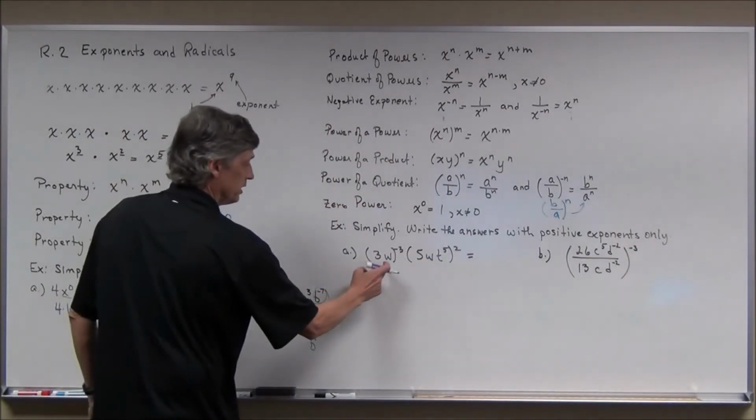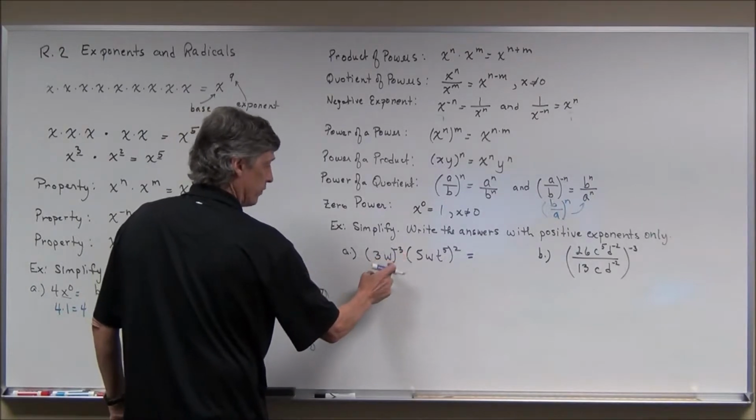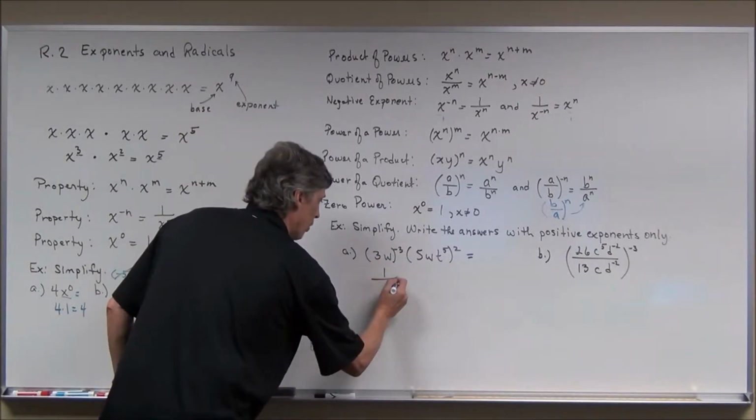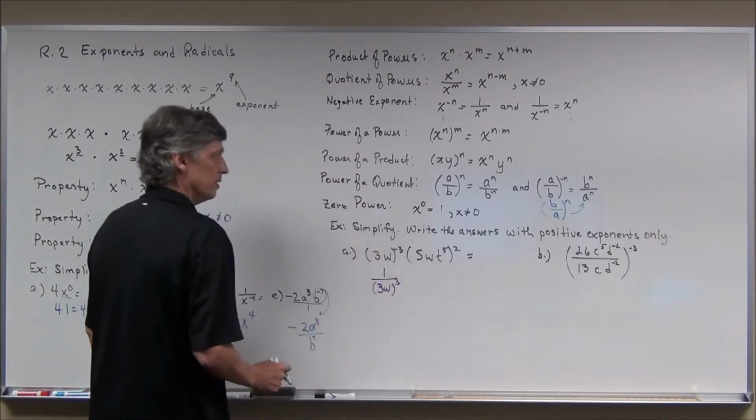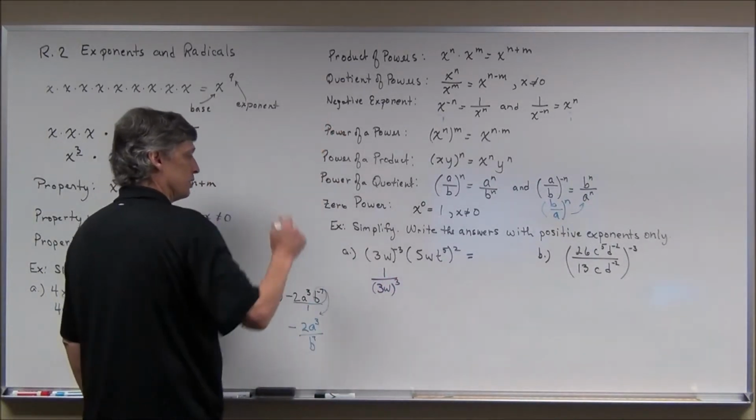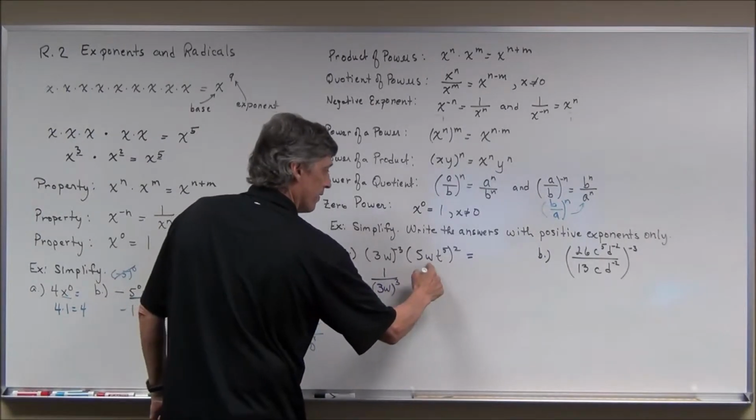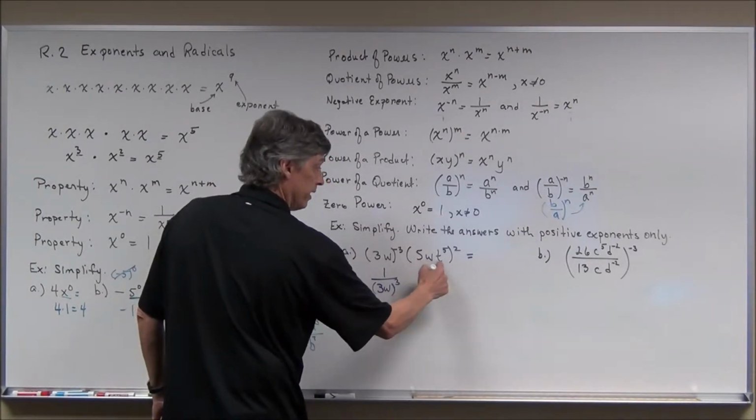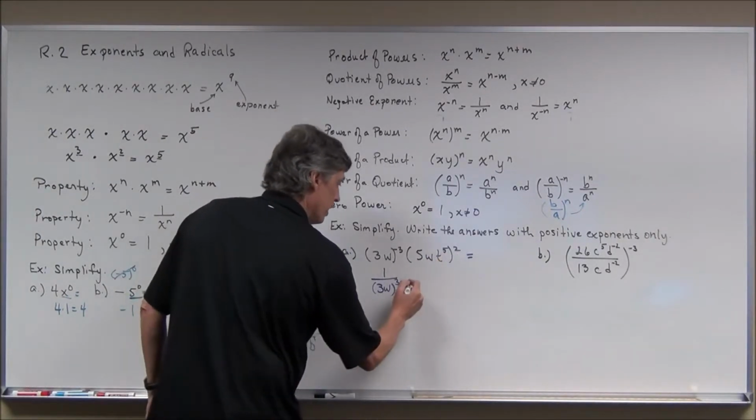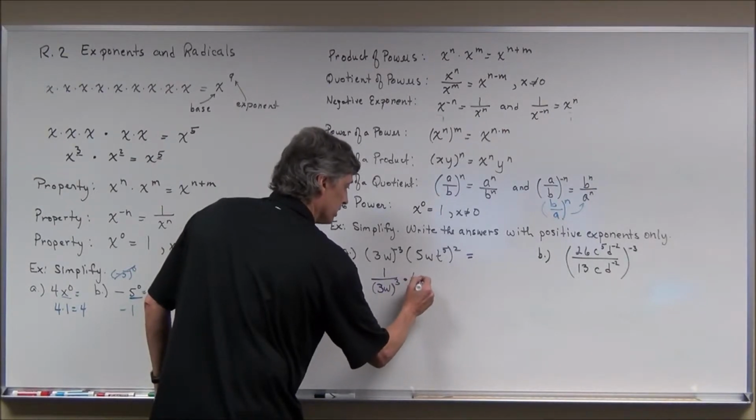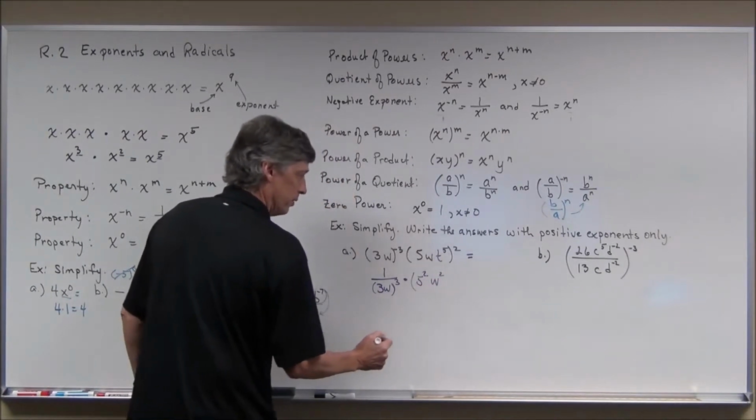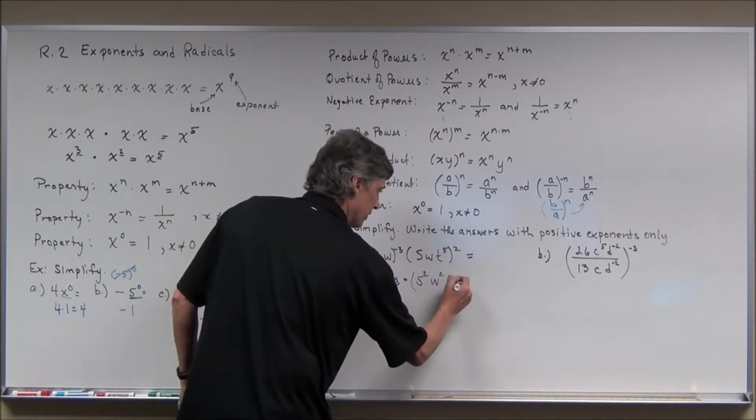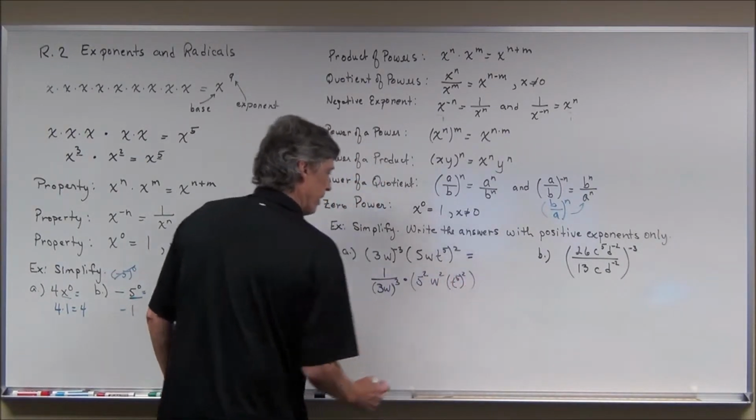I have 3w to the negative 3 power. The first thing I'm going to do here is write this as 1 over 3w to the positive 3 power. Okay? I'm using my negative exponent property. Over here, I have a product, 3 factors raised to the second power. That means that each one of these gets raised to the second power. The 5 gets raised to the second power, the w gets raised to the second power, and the t to the 5th gets raised to the second power.